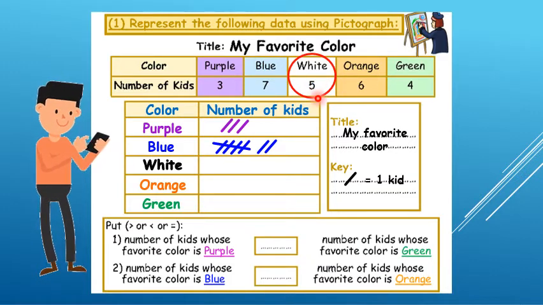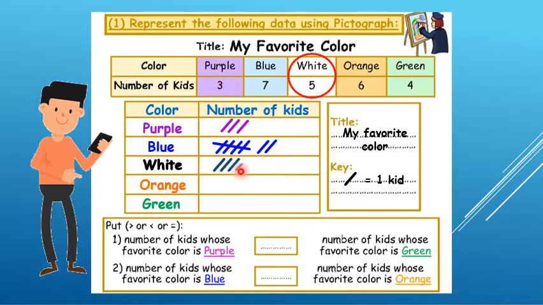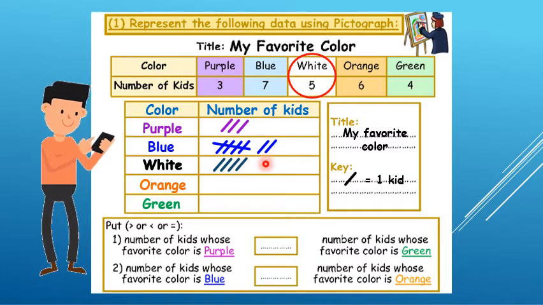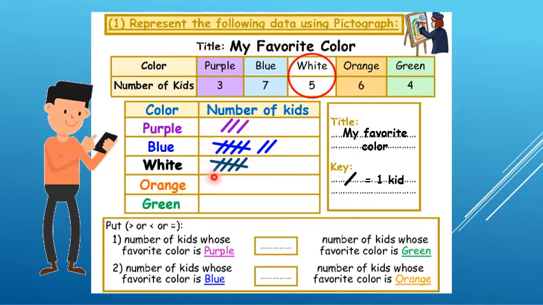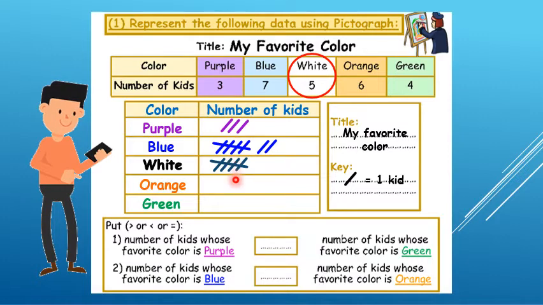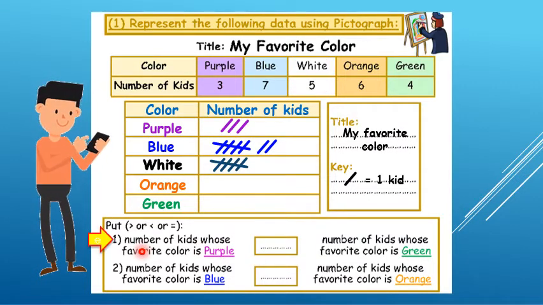Next one, which is white. How many kids like white? It will be 5. Then I will draw 1, 2, 3, 4, and the 5 will be across the tally, not beside them. Then this number is called 5. Okay, and so on. Let's go now to solve this exercise.